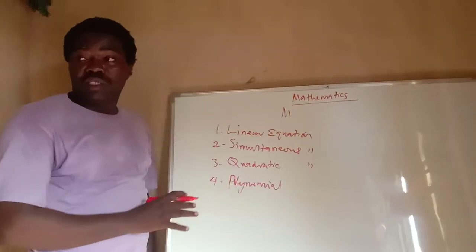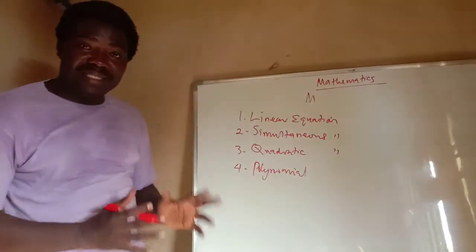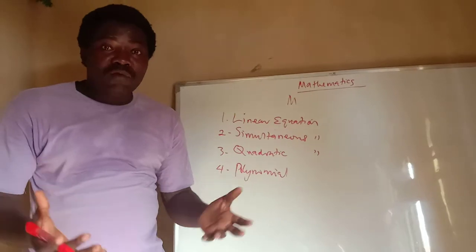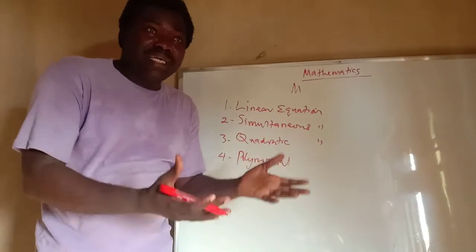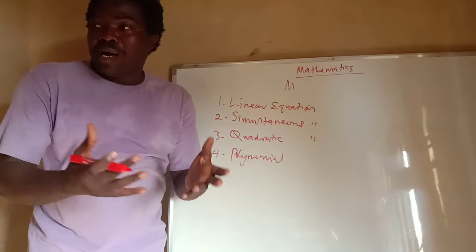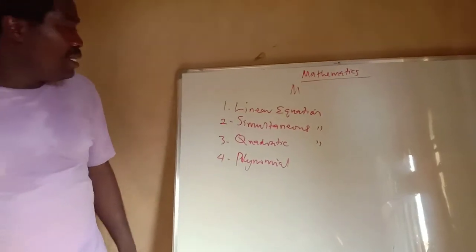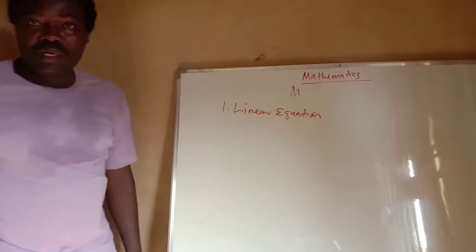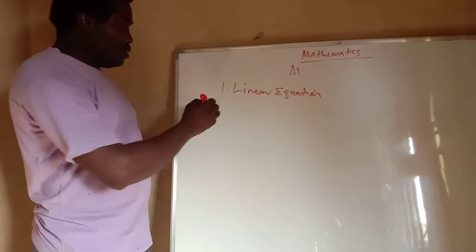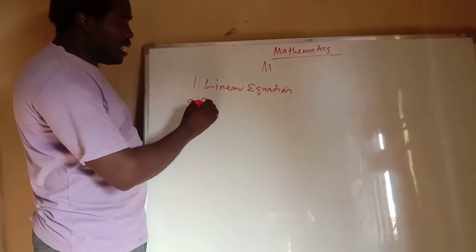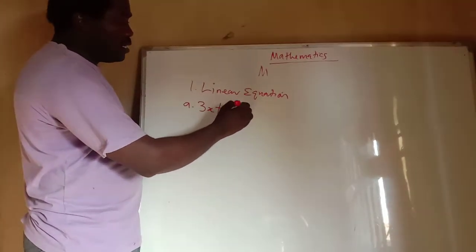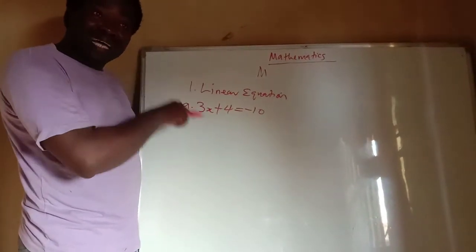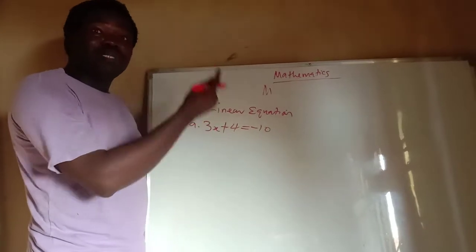For each of these equations, they have their characteristics, they have their features, they have what we can easily check in each of them to know each one from the other. Let's start with linear equation. Number one example for linear equation is like 3x plus 4 equals to minus 10. I am not solving this equation. I just want us to understand anytime we see linear equation, that we should know that this is linear equation.